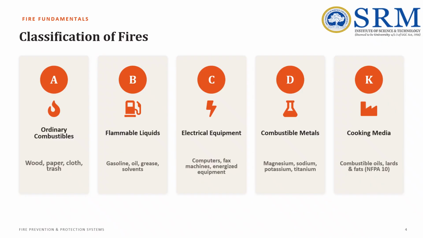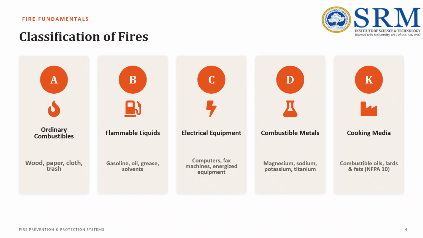Different types of fires require different extinguishing methods. Class A fires involve ordinary combustible materials such as wood, paper, cloth, rubber, and plastics. Water is usually effective for these types of fires. Class B fires involve flammable liquids such as petrol, diesel, oils, paints, and solvents. Water should never be used because it spreads the burning liquid. So here we can use either foam or carbon dioxide extinguishers.